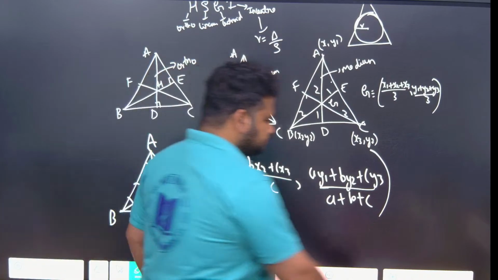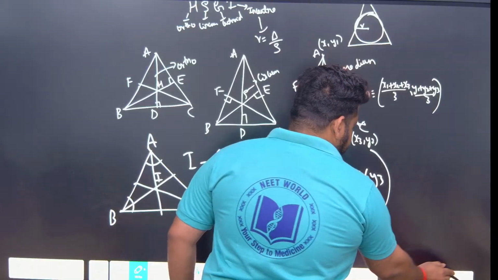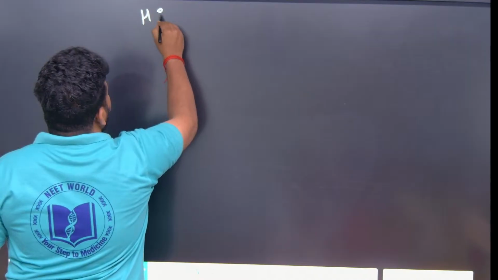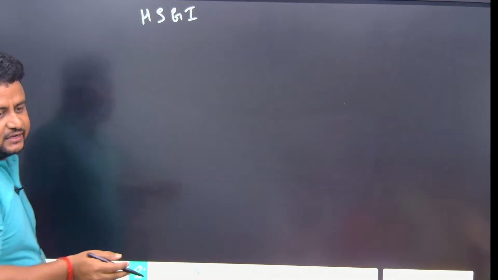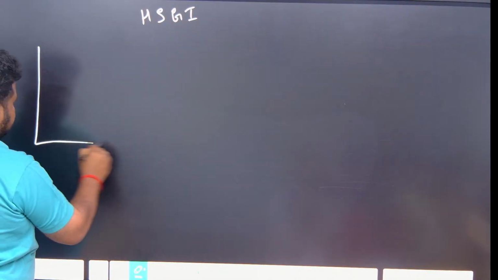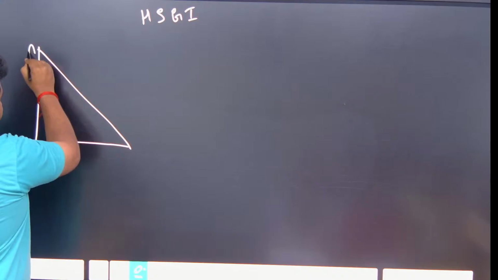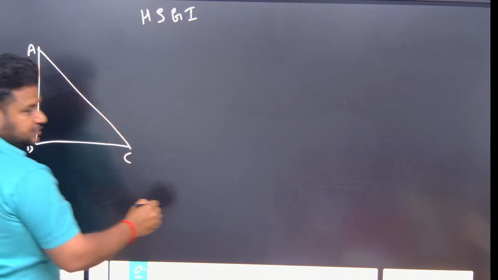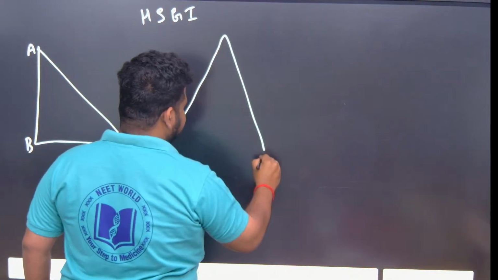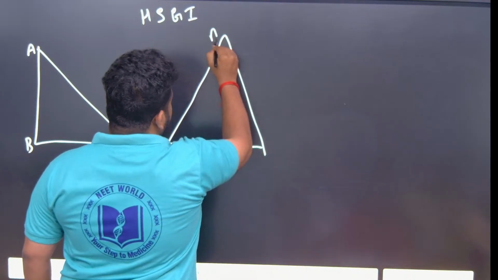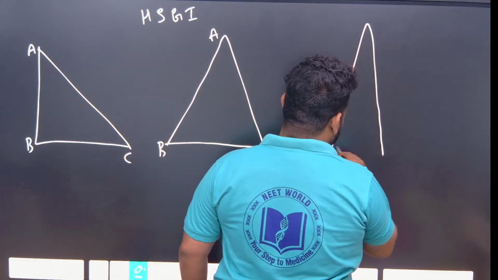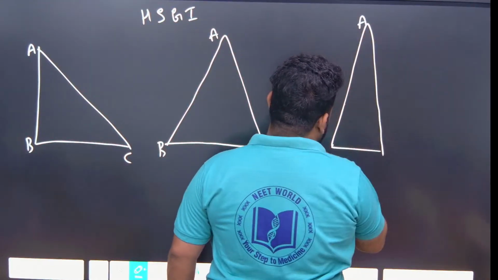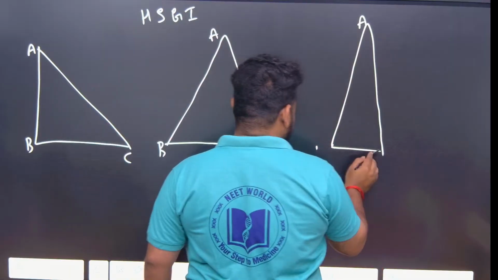Okay, now this is done. Now when you talk about the same thing, orthocenter, circumcenter, centroid and incenter, if we talk about various triangles, suppose we first talk about a right angle triangle ABC. Next we talk about some equilateral triangle ABC, and then an isosceles triangle ABC.